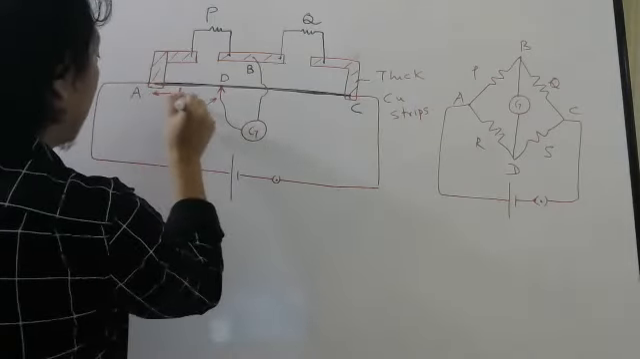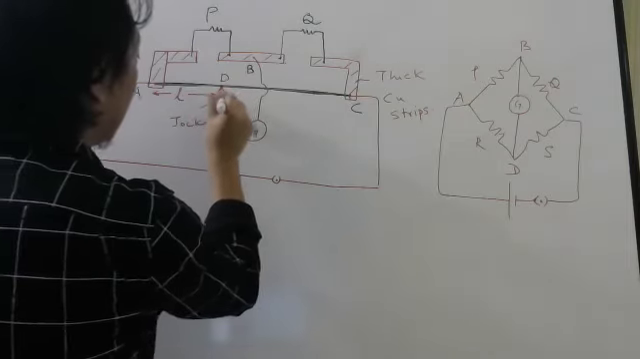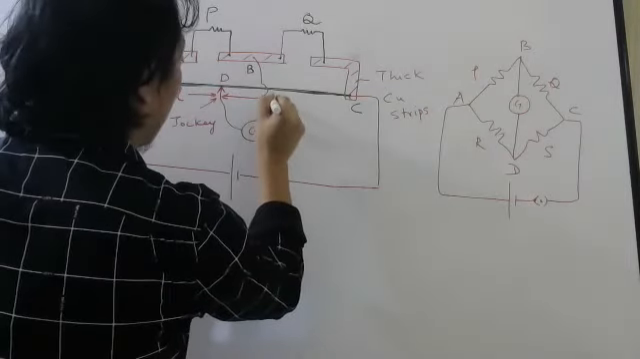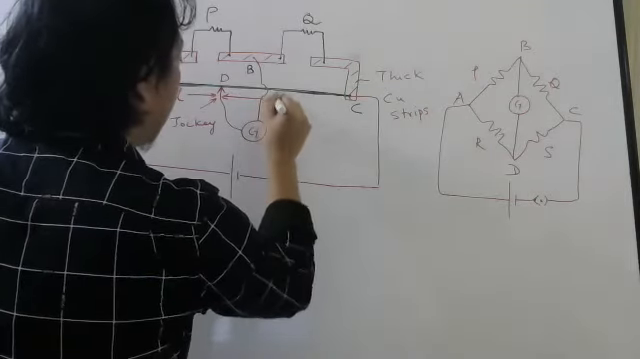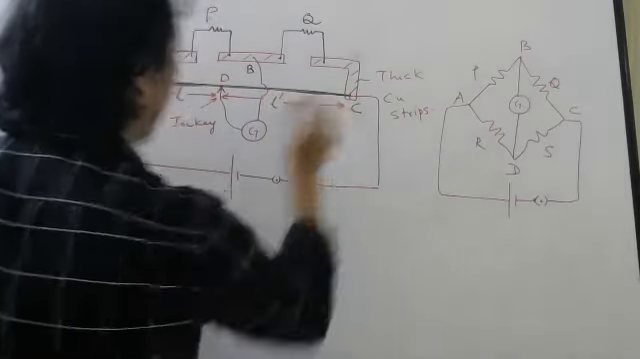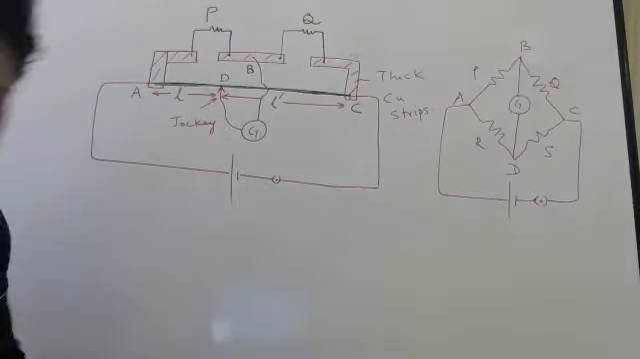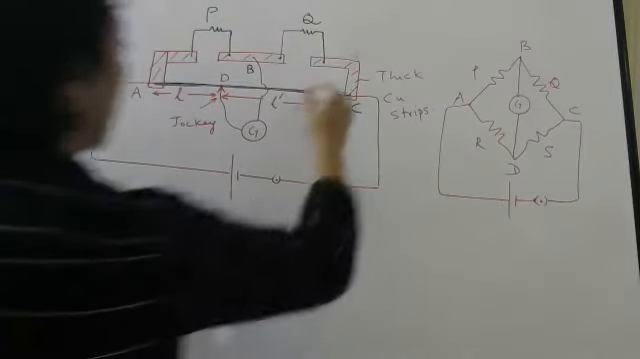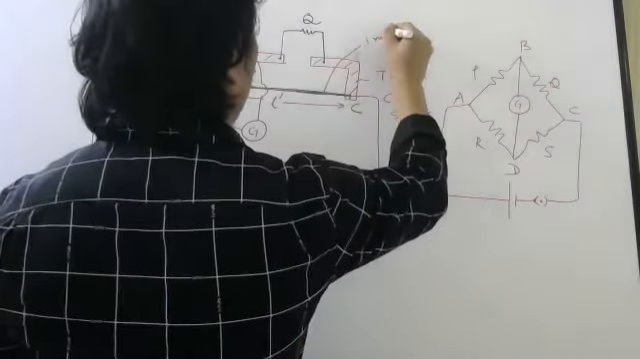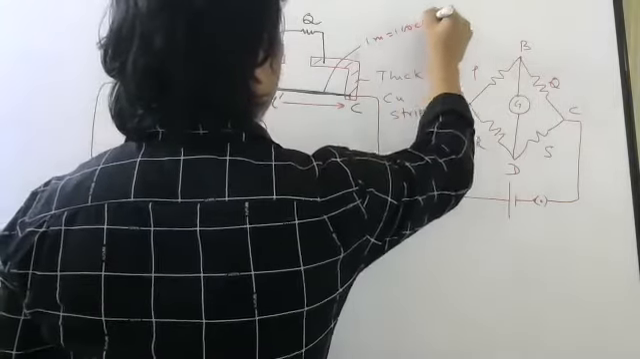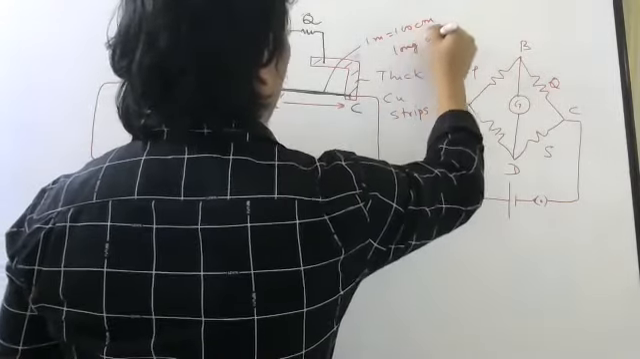So this length is, let's say, L. Then this length will be, let us say, L dash. So this length is L, this length is L dash. And this is a 1 meter or 100 centimeter long wire.